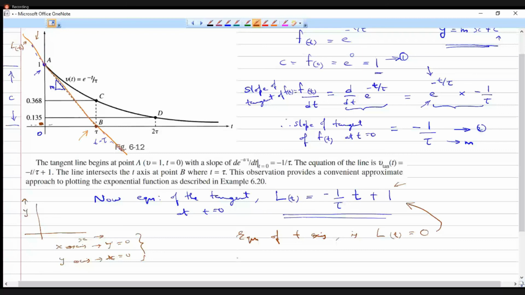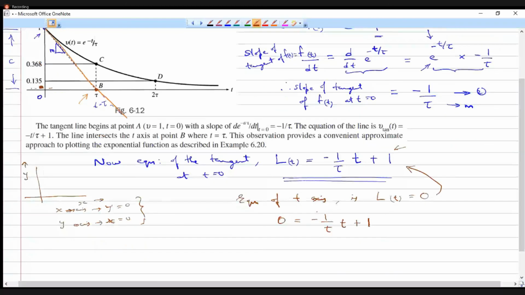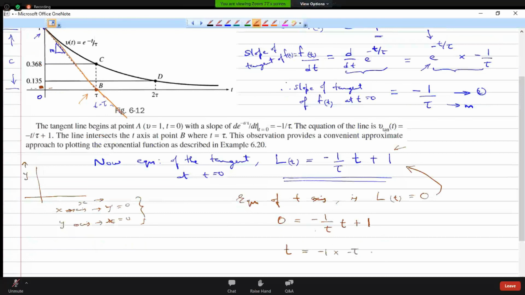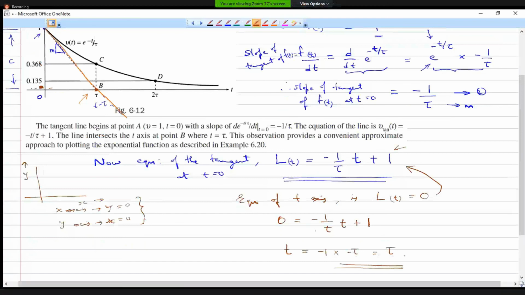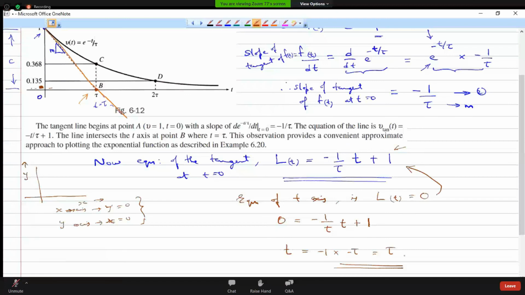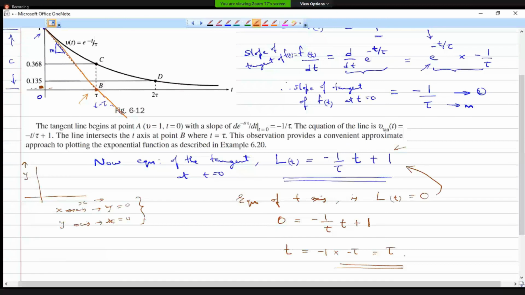So when I substitute that L of t is equal to 0 here and find out the corresponding t value, you can rearrange this and find out at what t this line crosses the time axis. So this will be equal to -1 into minus tau, which is equal to tau. So this is yet another significance of this term called the time constant.